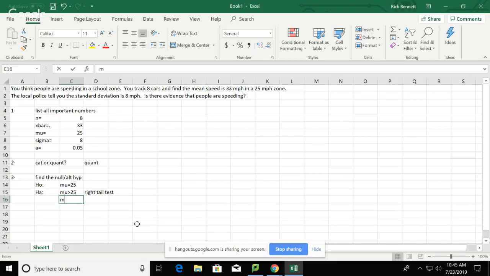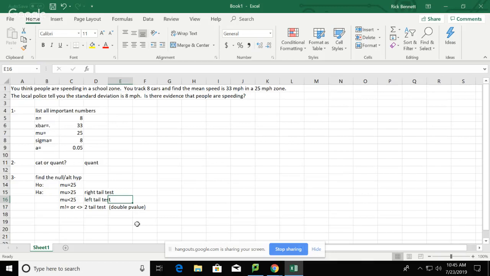If I had said mu was less than 25, that would be a left tail test. If I had said mu is not equal to 25, you can write it either way, whichever you prefer, that would be what we call a two-tail test. With a two-tail test, you have to double the p-value, and I will explain that when we get there. Of those three options for the alternative hypothesis, option 1 is correct.